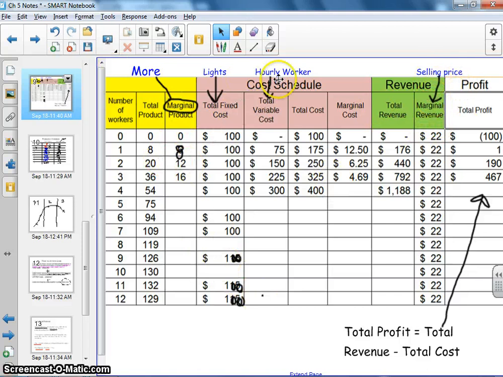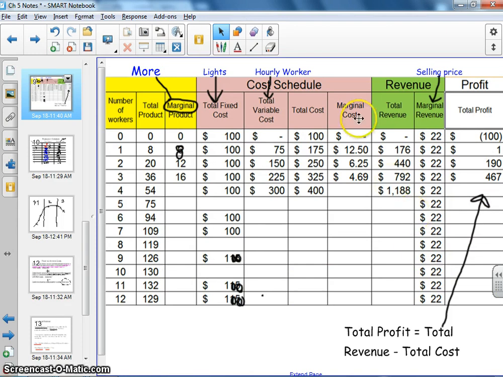Marginal revenue is selling price. An example of our variable cost would be an hourly worker. An example of our fixed cost would be lights. Again, we're using the word marginal as another way of saying more. We take a look at total profit. That's total revenue less total cost, and that's how we would finish up this grid.